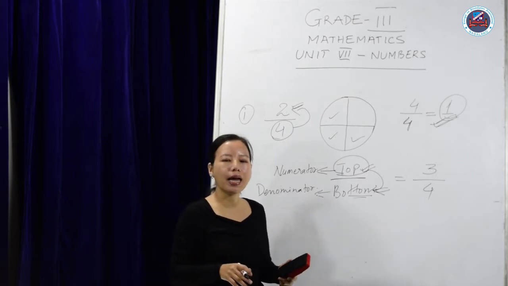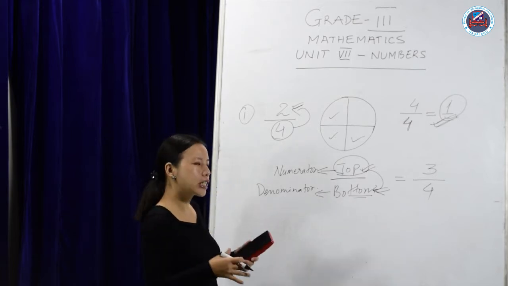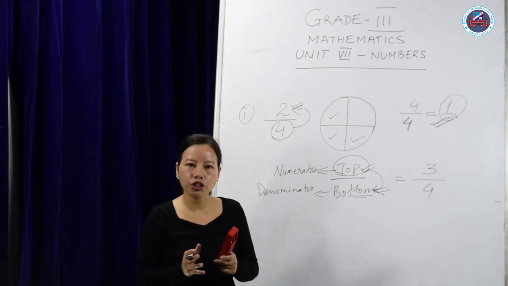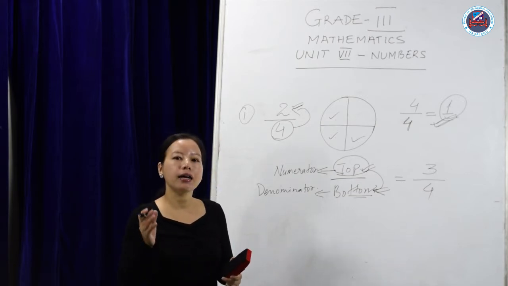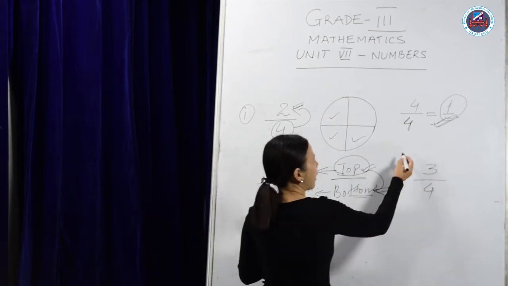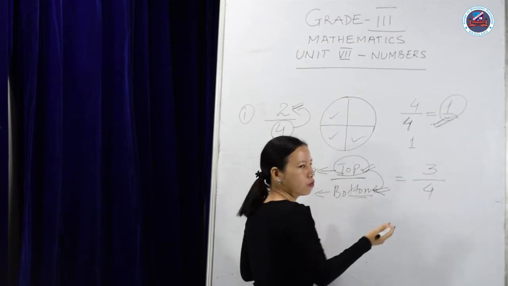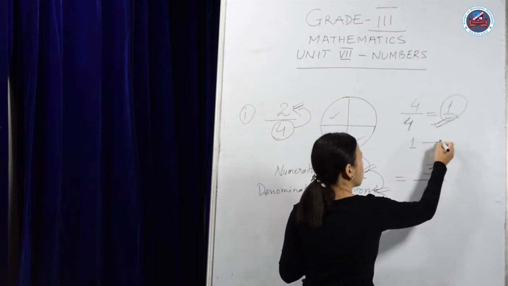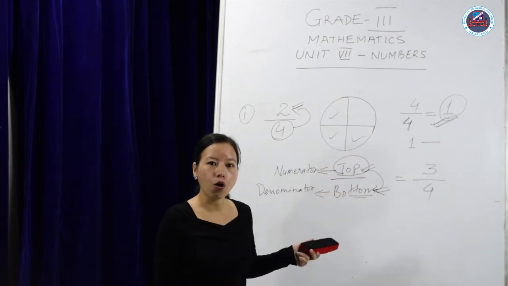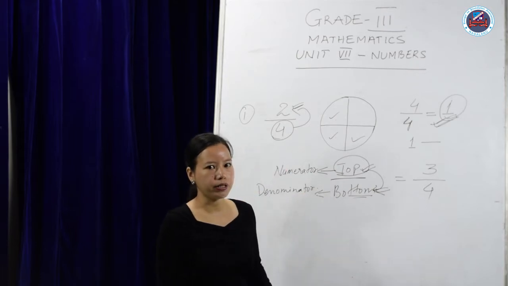Alright, next we have the mixed fraction. Now mixed fraction is a combination of a whole number and a proper fraction. Whole number, it can be anything, that is 1, 2 or 3, okay? A whole. We know that just now we have learned a whole, right? Where the top and the bottom numbers are same and we take that value as 1 only.